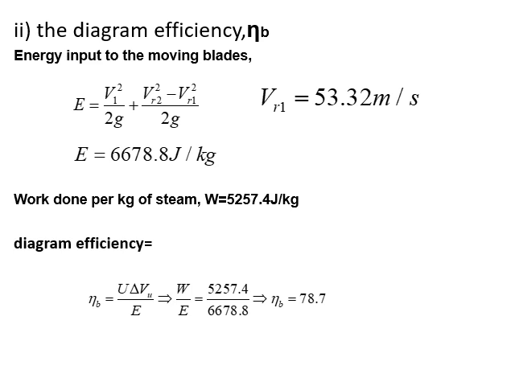So now the diagram efficiency eta B is equal to work done by energy input. The work done is equal to U into delta VU, and energy input is given by E, the ratio of W by E. The value of W is equal to 5257.4, and energy input to the turbine is equal to 6678.8. That means the blade efficiency or diagram efficiency is equal to 78.7%.